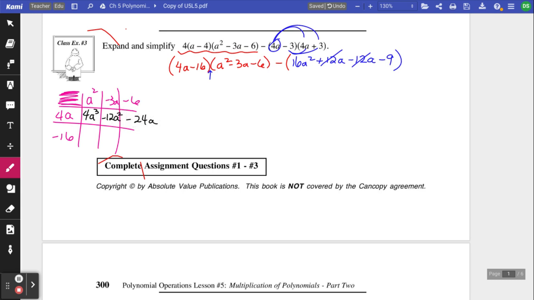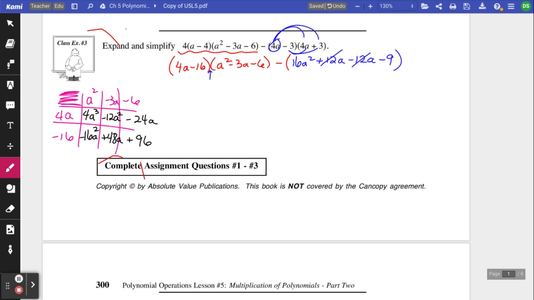Were you going to get that? If you're doing it the other way, if you're distributing, did you get that? Was that the first thing that you got? 4a cubed minus 12a squared minus 24a. Okay, and then my next line would be negative 16a squared. Put your sign down. Plus 48a plus, 16 times 6, 96. Yeah. And you got the same thing?